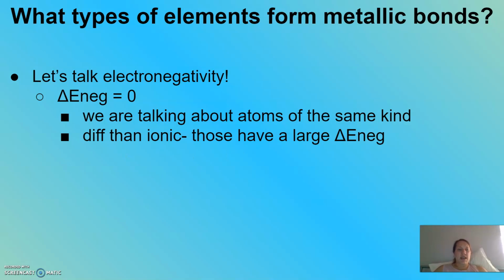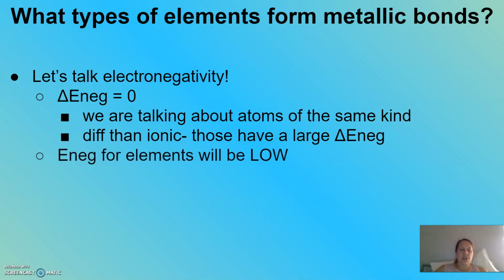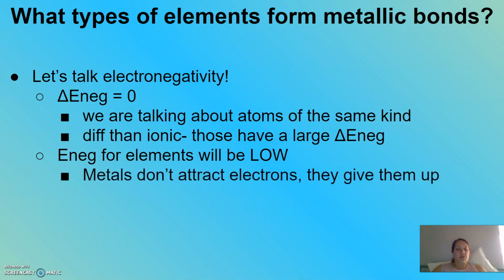And in addition to that, some of you might be thinking, well, if I have, say, hydrogen and hydrogen, because hydrogen's diatomic, if I have two hydrogens that are bonded together, their change in electronegativity is also 0, but that doesn't make it a metallic bond. True, because not only do they have a change in electronegativity of 0, the value for the electronegativity is going to be low. Metals don't attract electrons. They tend to give up electrons because they have a lower Coulombic attraction for the electrons.